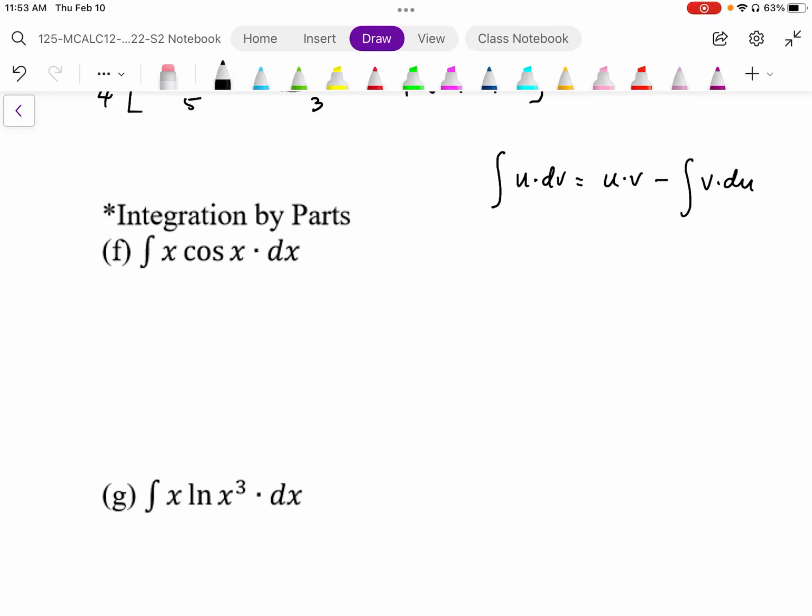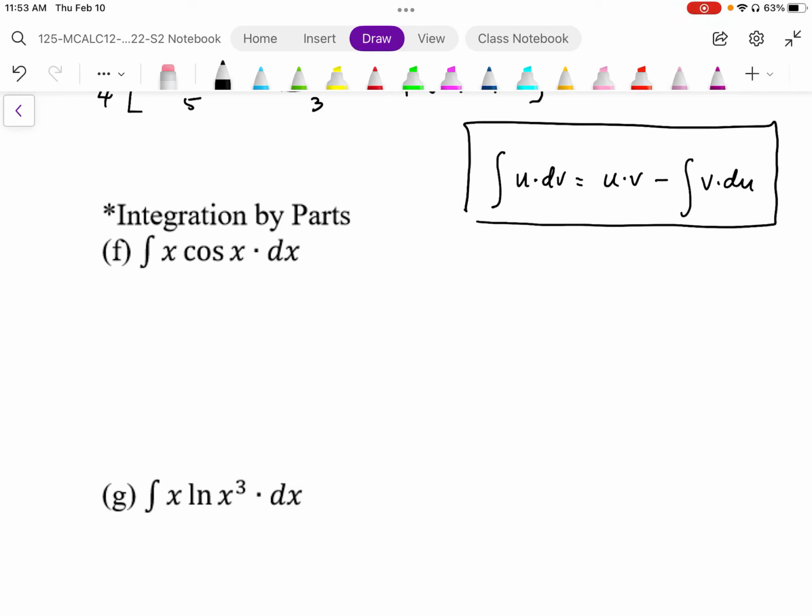Integration by parts is another method of integration, and it uses this formula here. And this is a strategy we'll use. It's basically a tool that we have when we get stuck. So we want to first start with identifying something as a basic integral.